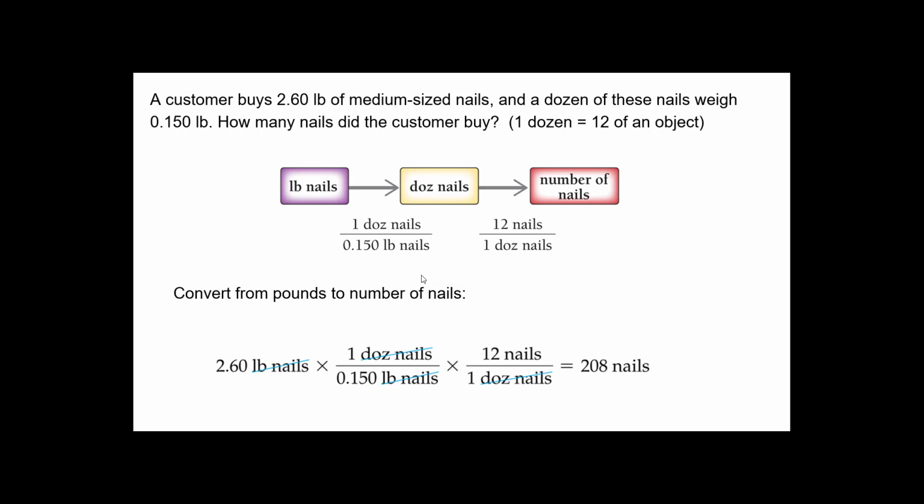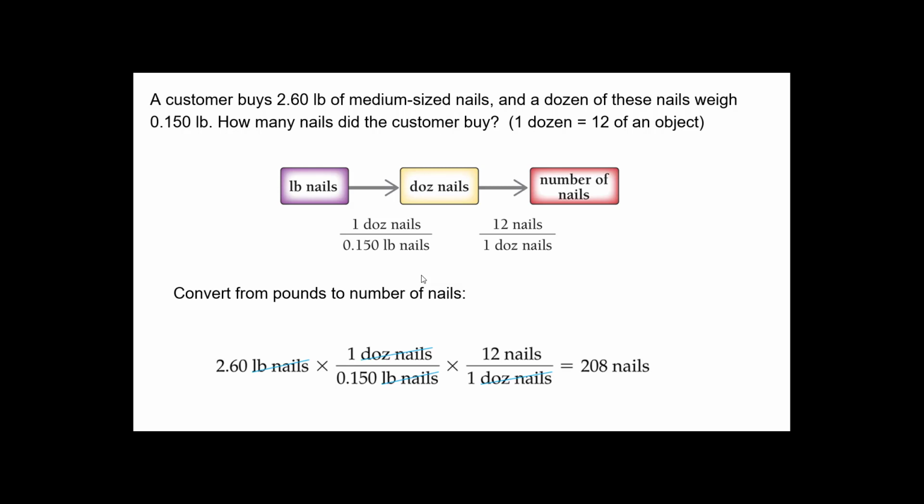So a customer buys 2.6 pounds of medium-sized nails, and a dozen of these nails weigh 0.150 pounds. How many nails did the customer buy? And so now we need a conversion, and this is exactly matching what we're going to start doing in chemistry. So we need a conversion, and the conversion is: 1 dozen of these nails is equivalent to 0.150 pounds of the nails. But we also have a dozen, and 1 dozen means exactly 12 nails.